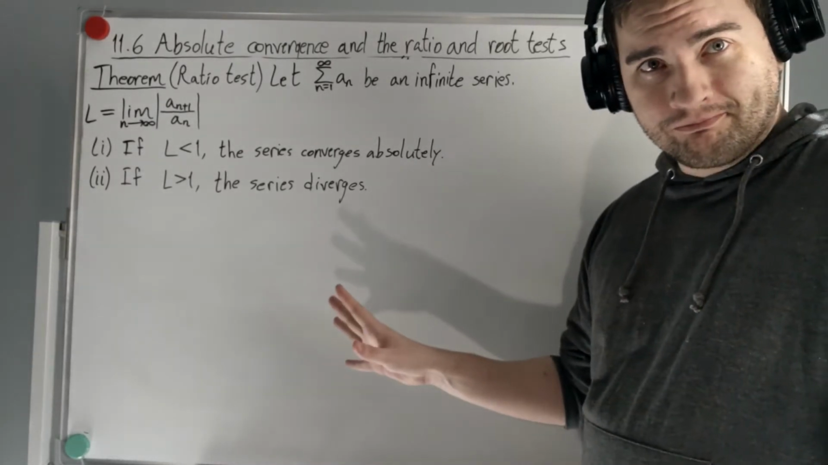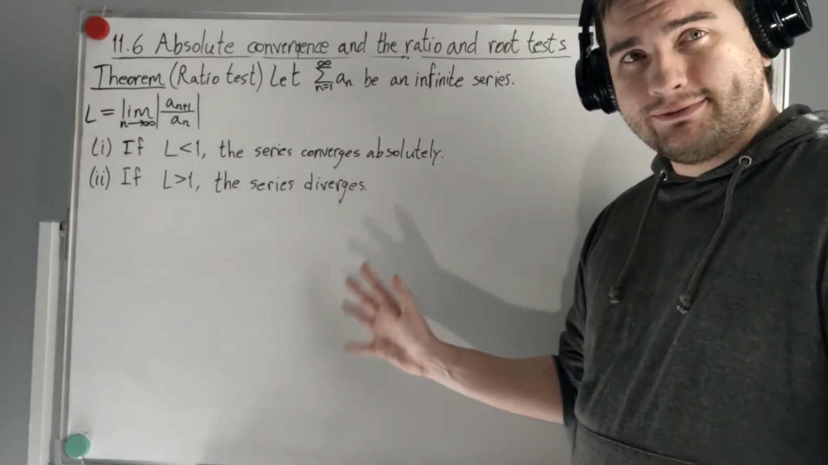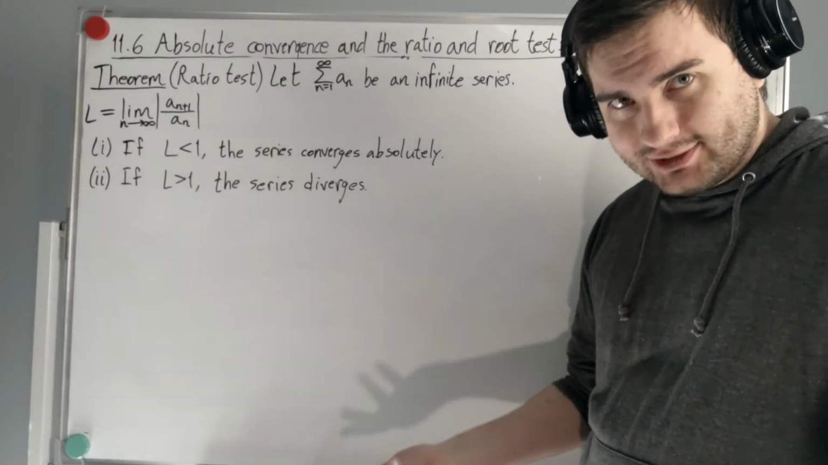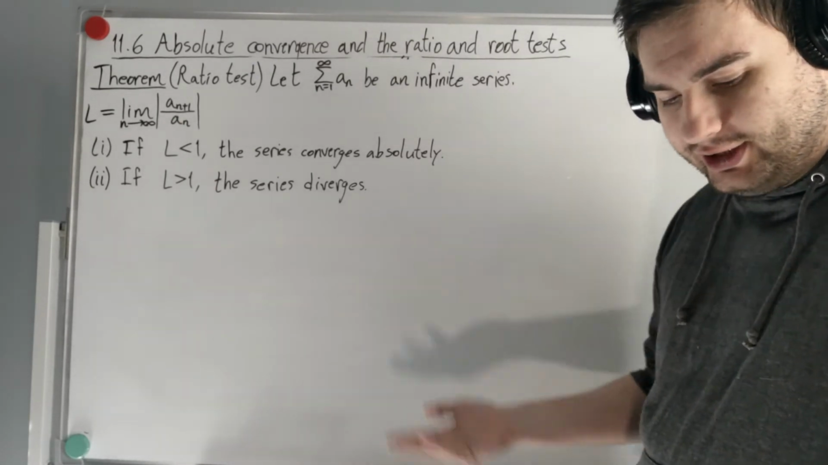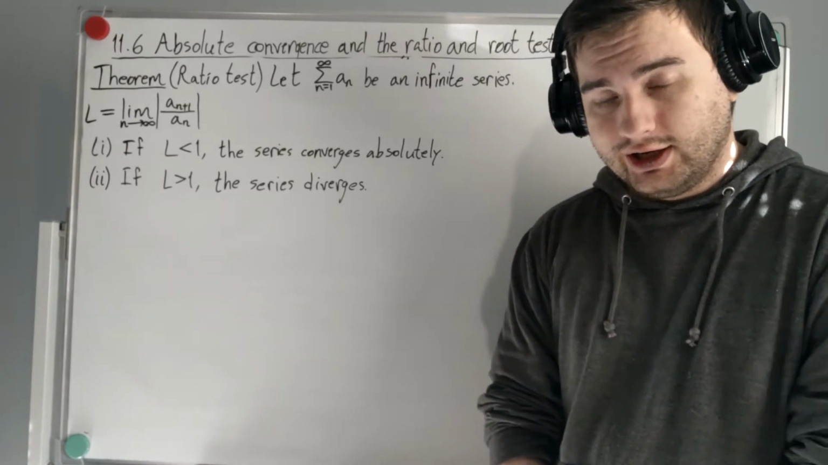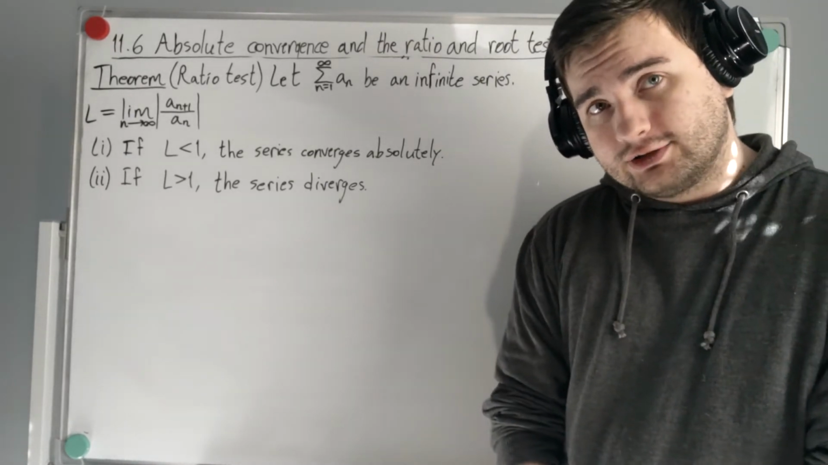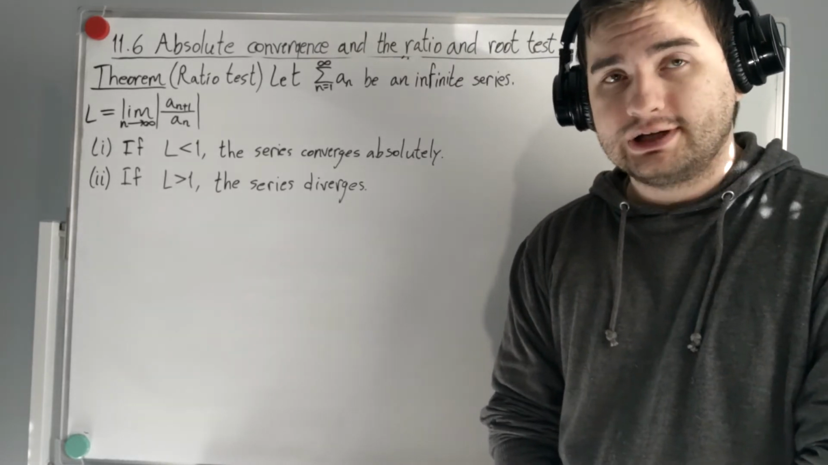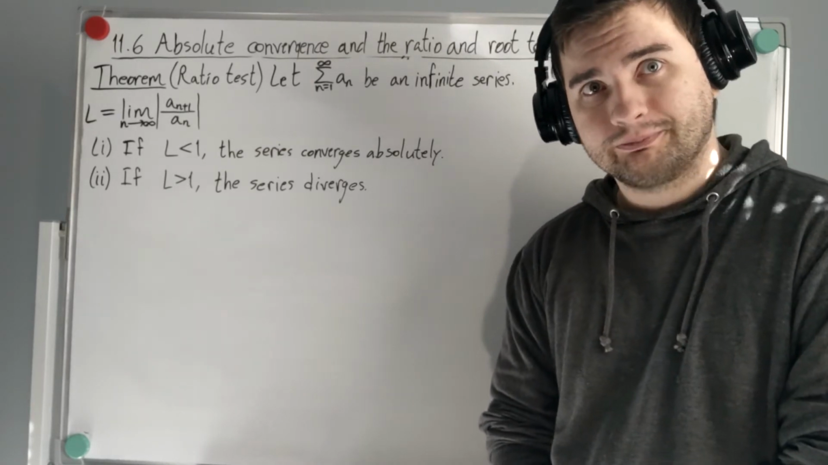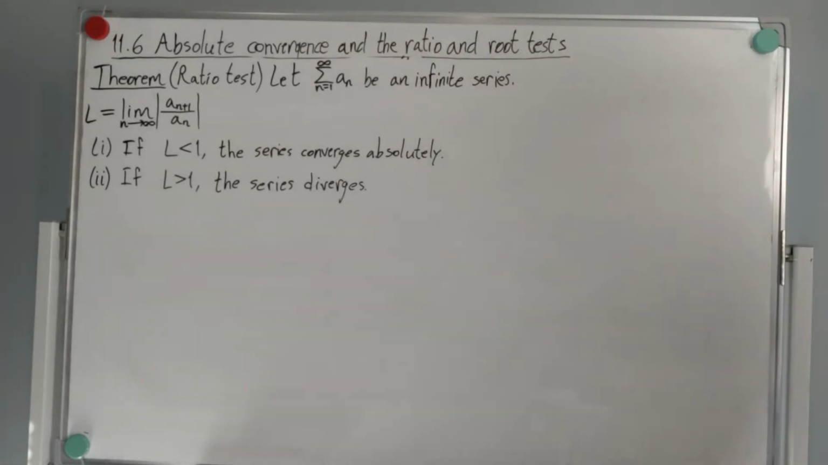Now, as you can see, this has nothing to say if L is equal to 1. It's not perfect. Okay? If L is equal to 1, then you could have anything happening. It's possible that it converges absolutely, it's possible that it converges conditionally, and it's also possible that it diverges. The ratio test will not be able to tell you about the situation where L equals 1. Okay? But if you have it being less than 1 or greater than 1, then you know quite a lot.